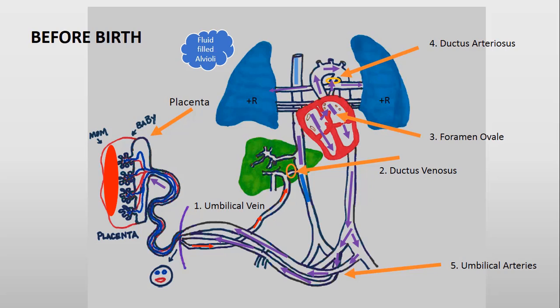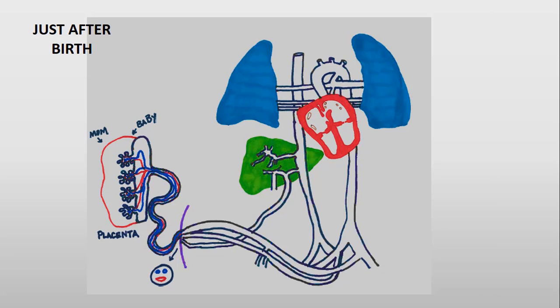Okay, so we're going to need to know what that looks like because we are going to go over umbilical venous catheterization using the umbilical cord as a site for inserting an IV line. So that's complete fetal circulation pre-delivery. So what happens just after delivery? First of all, the umbilical cord is cut and the placenta is removed.